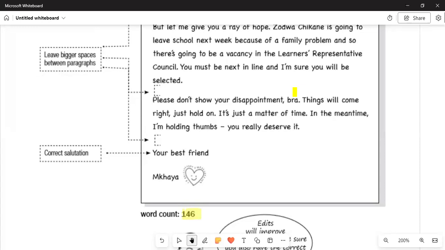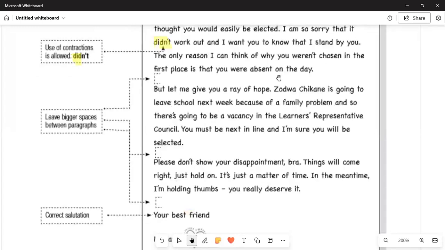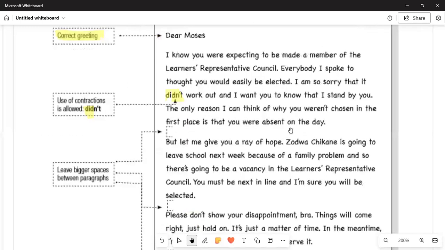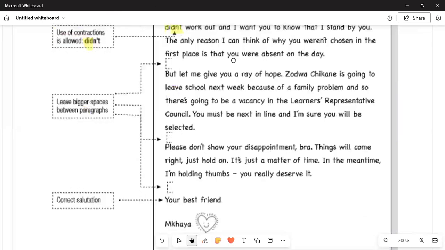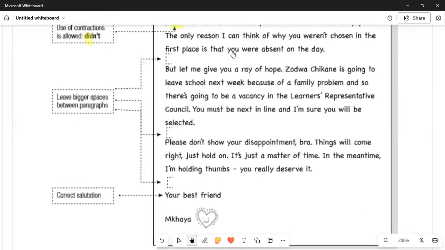You write them 146. Please bear in mind that when we are counting in the marking centre, we are counting horizontally: there's 1, 2, 3, 4, 5, 6, 7, 8. And there are how many lines? 1, 2, 3, 4, 5, 6, 7, 8, 9, 10, 11, 12, 13. So it will be 12 times 14 when we are counting your words in the marking centre.